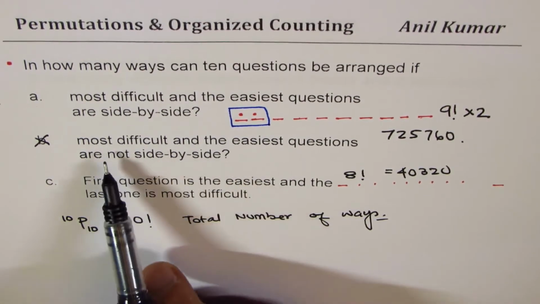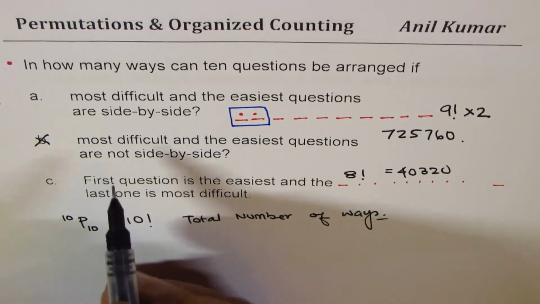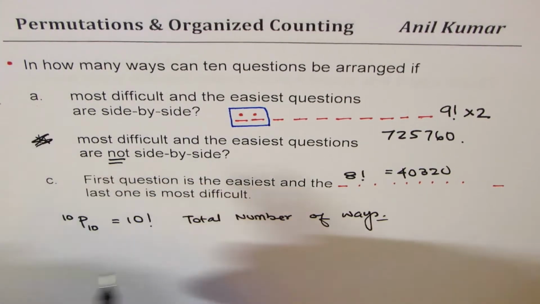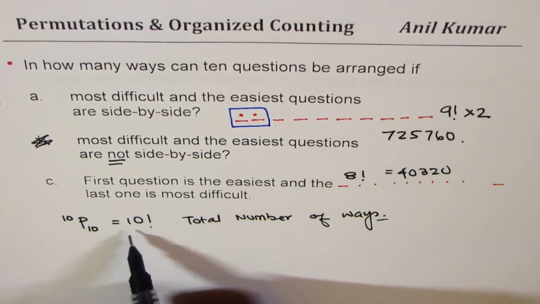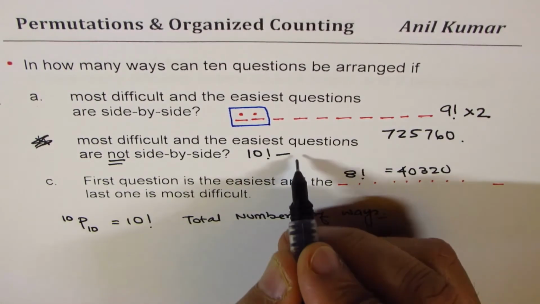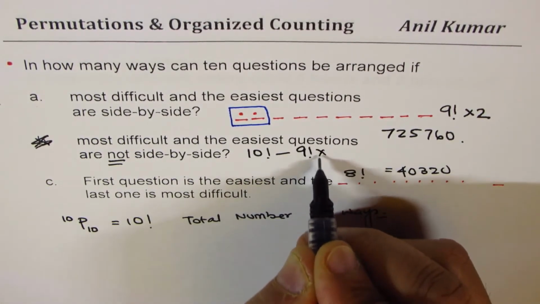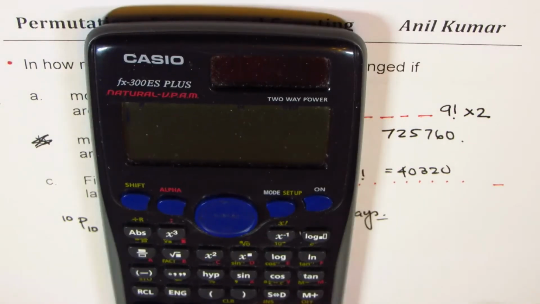This part could be most difficult and easiest questions are not side by side. Oh, I'm sorry. It is not side by side. Okay, not side by side means we'll take away this number from 10 factorial, correct? So it is 10 factorial, take away this number, which is 9 factorial times 2. So let's find this out. Okay. Good, I read it again.